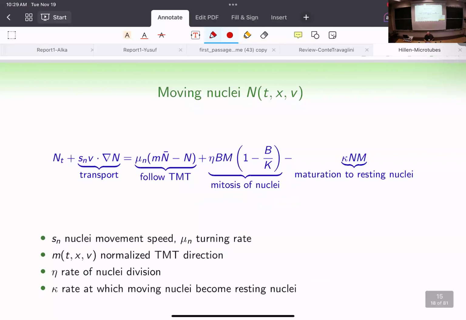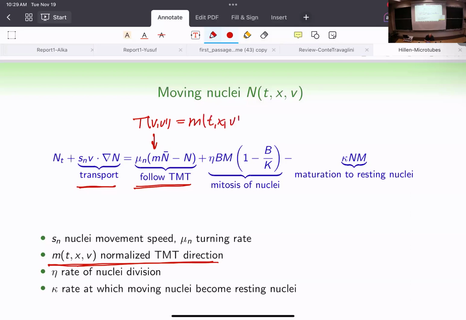And then the moving nuclei. They move along the microtubes. So we use another transport process for this, where we know the probability to choose a new direction is given by the microtubes which are present. So this M here is the normalized microtube directional distribution. And we use this for what I earlier called T of VV prime. This is now m at (t,x,V), in the framework I just showed you in an earlier slide. So that's the same setup, the same idea, but with a different T. So T is now little m, and this goes there.